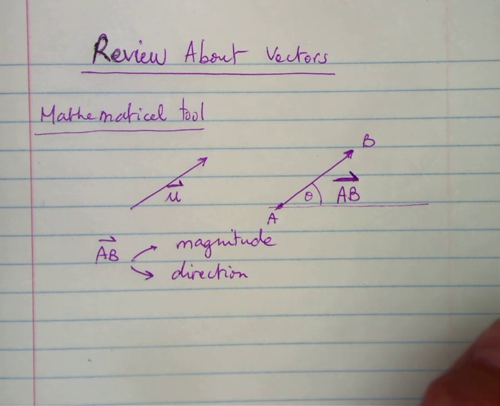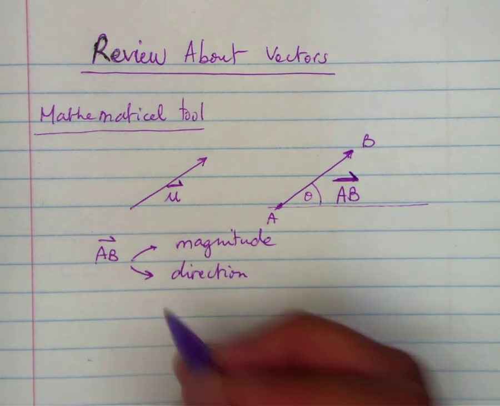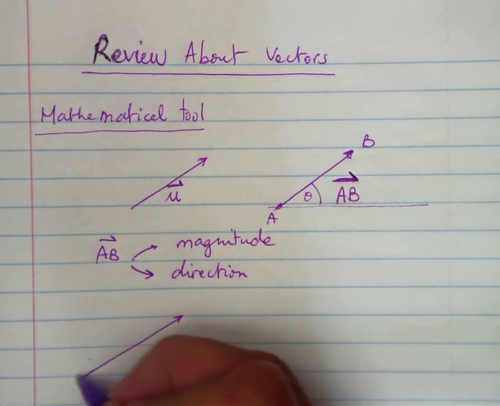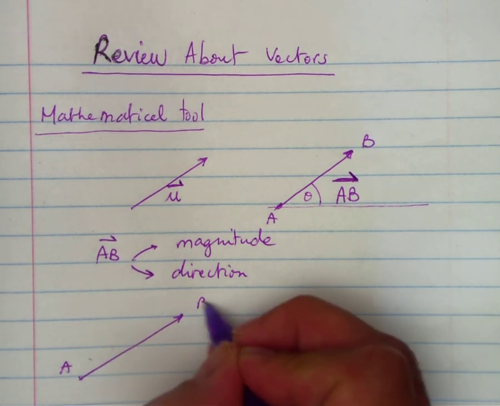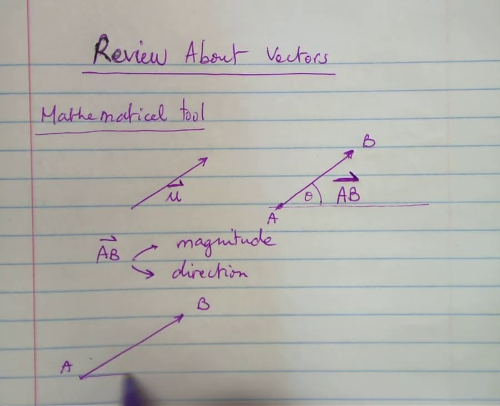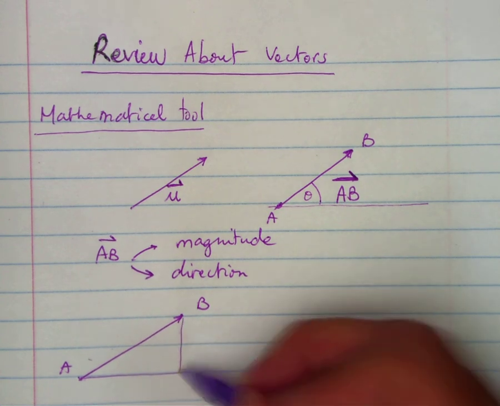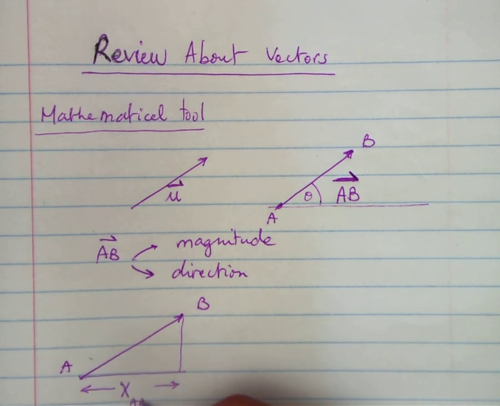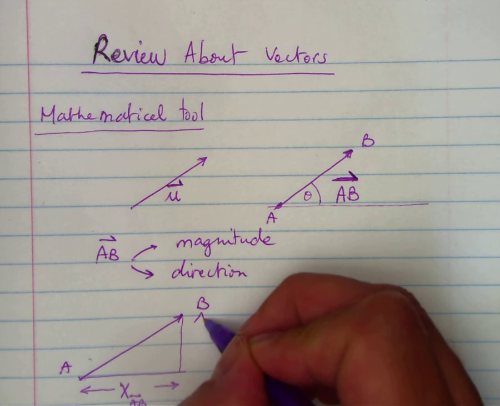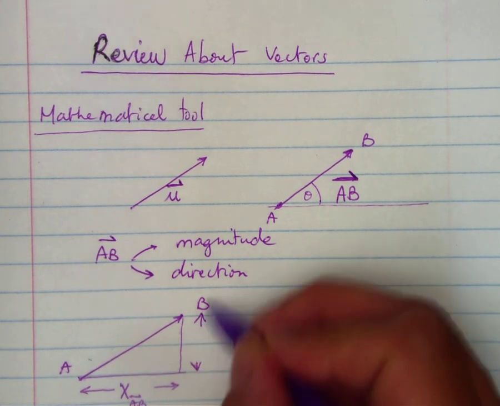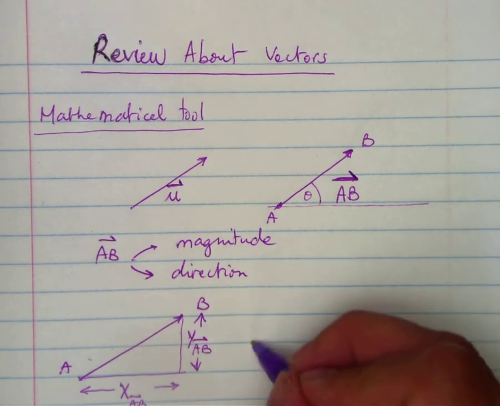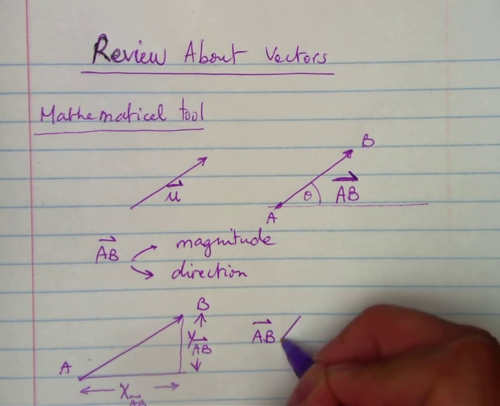Okay. The vectors also have coordinates, and the coordinates of the vectors are essentially the distance from the point A to the point B in the x direction. So in the x direction, right here, we are going to have the x coordinate of the vector AB. And in the y direction right here, we are going to have the y coordinate of the vector AB, and it's written as AB and brackets.